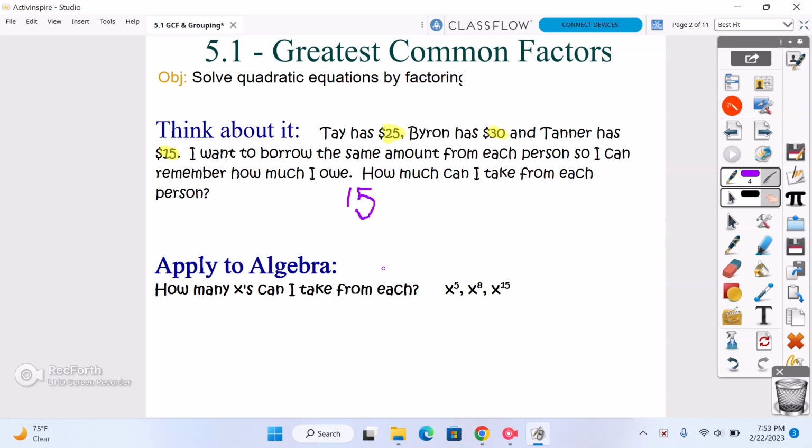So now let's apply that to algebra. How many x's can we take when we have x to the 5th, x to the 8th, and x to the 15th? Well, they all have in common an x to the 5th. We couldn't take an x to the 8th or the x to the 15th because that would be negatives for x to the 5th and x to the 8th. So our greatest common factor for this one would be x to the 5th.